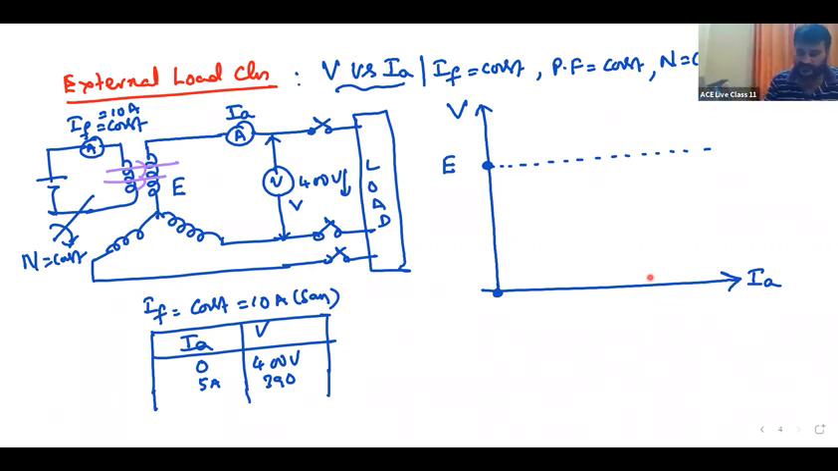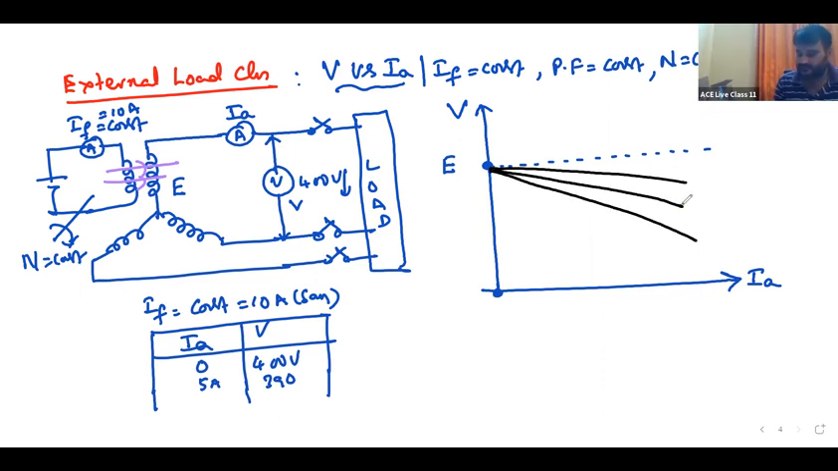So based on that, the characteristics will be like this. These are the characteristics. See, this is for resistive load, and for inductive load, it is still more drop. This is for inductive load, and this is for 0.8 lagging load, 0.6 lagging load. This is UPF. Okay, 0.8 lagging. This is 0.6 lagging. And this is ZPF lagging.